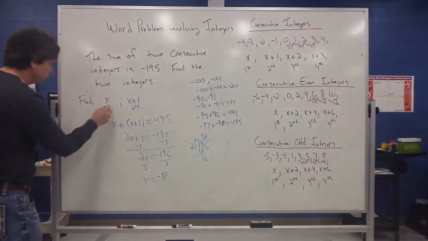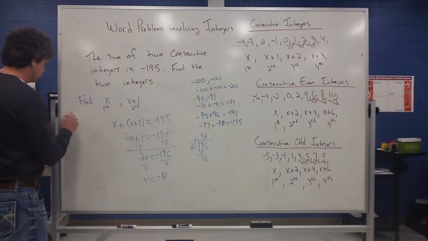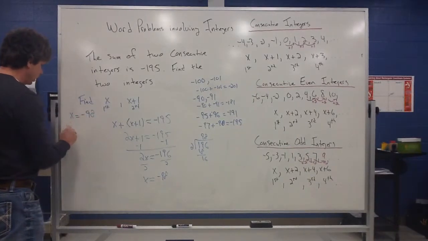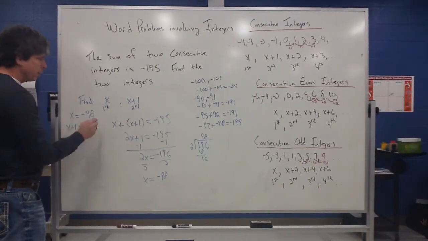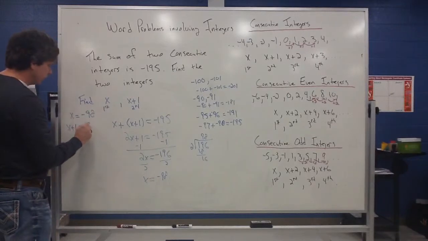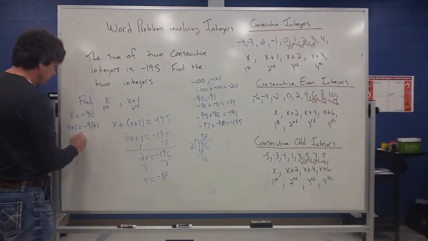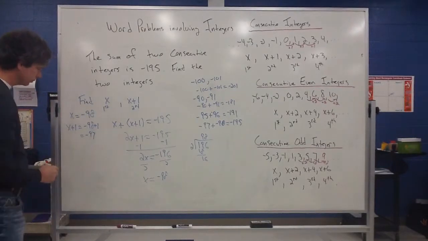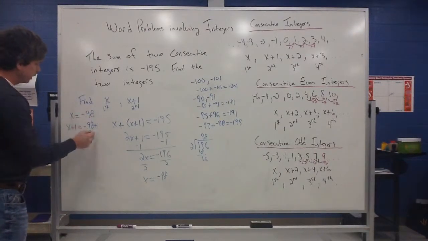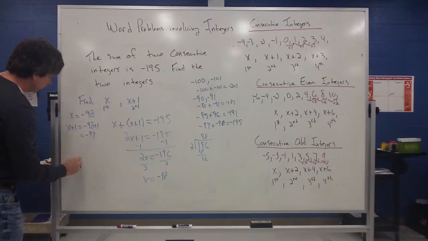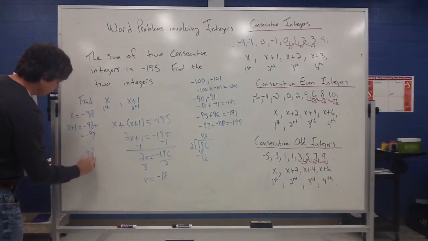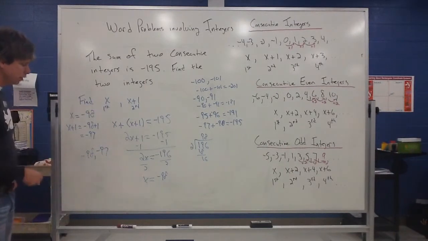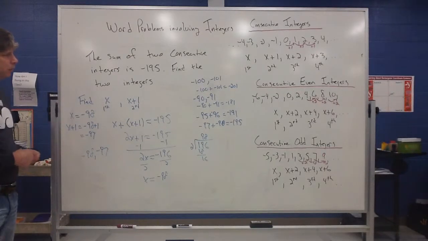So negative 98 is the first integer, so that's going to be negative 98. x plus 1 represents the second one, so negative 98 plus 1, and that does give me a negative 97. So negative 98 and negative 97 would be my two integers. Negative 98 and negative 97. Those would be my two consecutive integers that I can use to solve that problem.